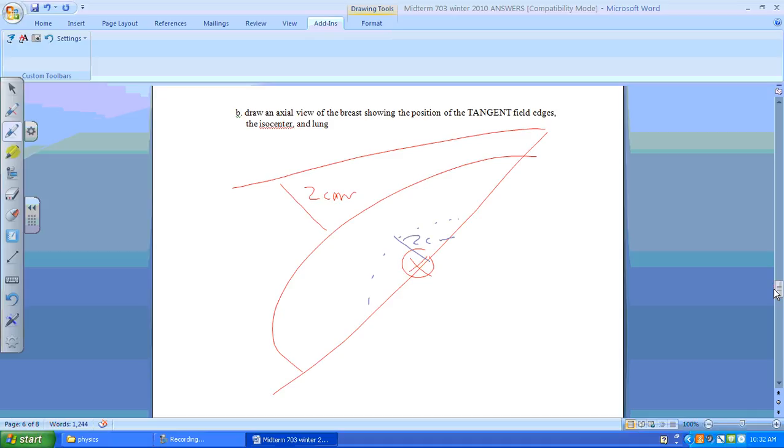What else? The chest wall. Yeah, there could be some involvement in the chest wall. And the chest wall, these are the ribs. There could be some tumor near the chest wall, so we want to treat the chest wall too. Okay, tangent fields, field edges. So this is one field edge here. This is another field edge here.